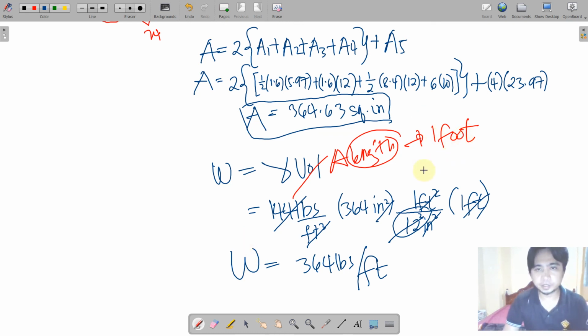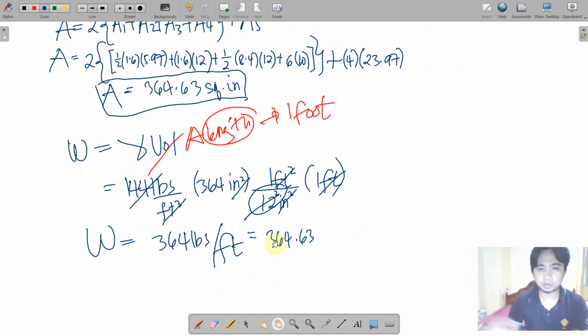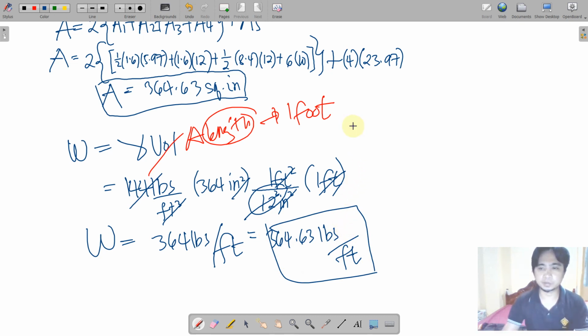Okay, that's it for this problem. By the way, this is 364.63 to be complete within 2 decimal places. 364.63 pounds per foot. So this is the weight of that barrier in terms of pounds per foot. Okay, so that's it for this problem.